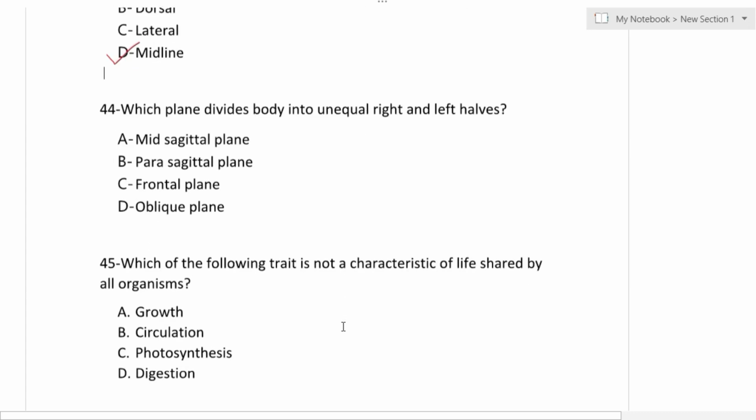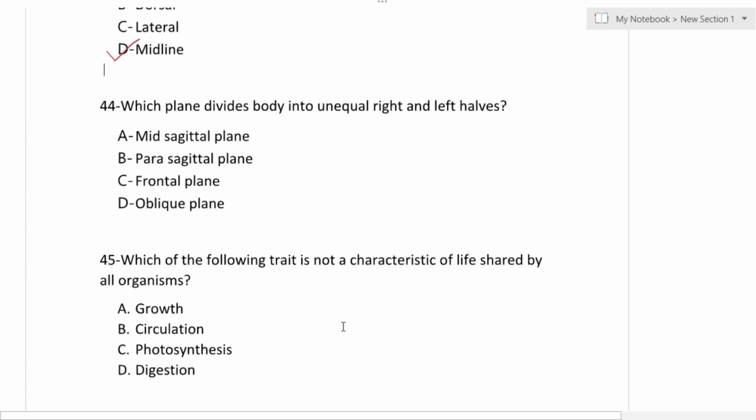Question number 44. Which plane divides the body into unequal right and left halves? Option A, mid-sagittal plane. Option B, parasagittal plane. Option C, frontal plane. Option D, oblique plane. The question is unequal right and left halves. Okay, now you can select your answer.